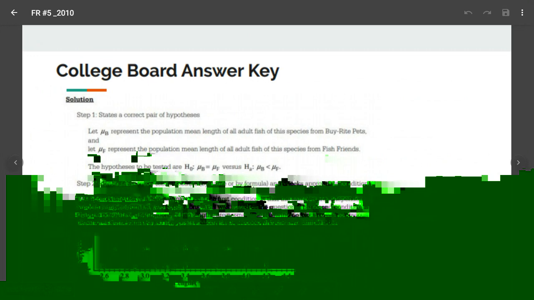You could also have set it up a little bit differently. Like you could say mu of B minus mu of F is equal to 0. Also, if you had the same equals as your null, you could have switched around and said mu of F is greater than mu of B. As long as it's still equivalent at the end, that's totally fine.